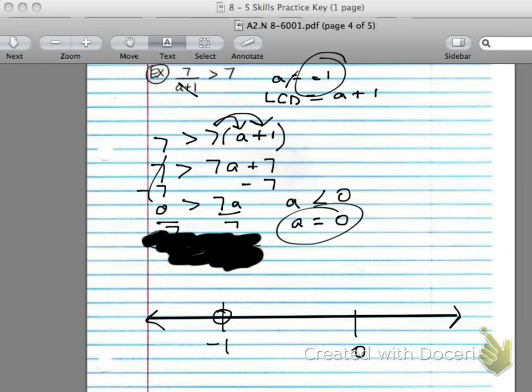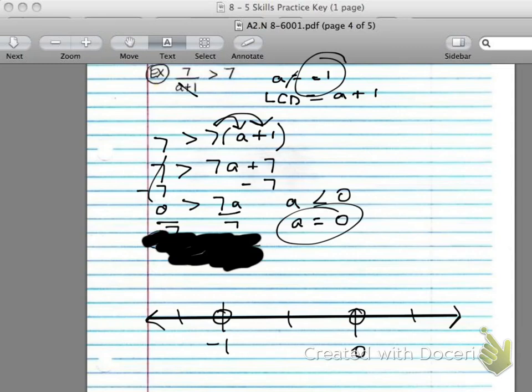Why do I not put a closed circle on 0? It's not less than or equal to. It's just less than. So it cannot be 0 either. A is equal to 0 right now, we know that, but we need it to be less than. So it's not part of the actual inequality. So now I have 3 regions. Here's a region, here's a region, and here's a region. I need to test each region.